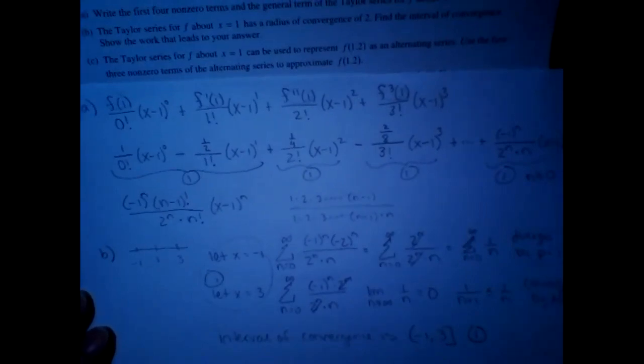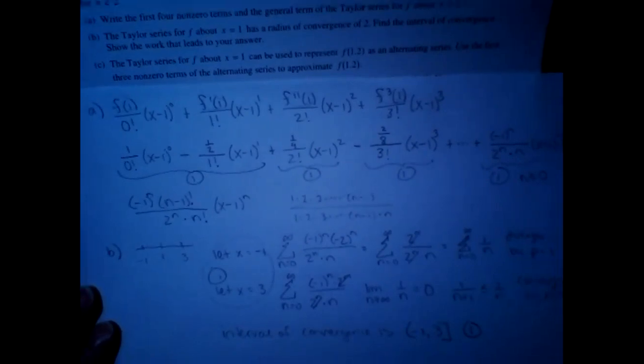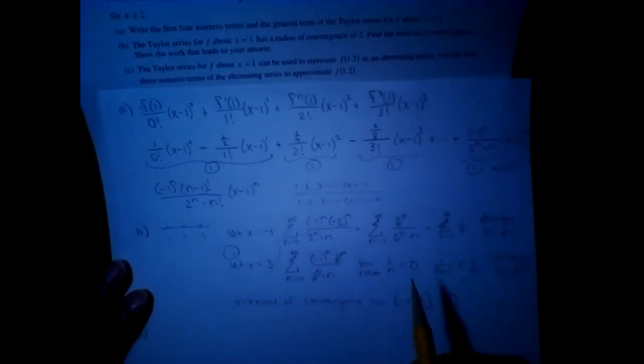All right, part C says, the Taylor series for f about x equals 1 can be used to represent f of 1.2. So we're going to use it to do an estimation. Use the first 3 non-zero terms to approximate f of 1.2. I'm going to need to back out here because I wish I could fold the paper over, but I need to use what's already written there. So we're going to use the first 3 non-zero terms. So those are these right here.